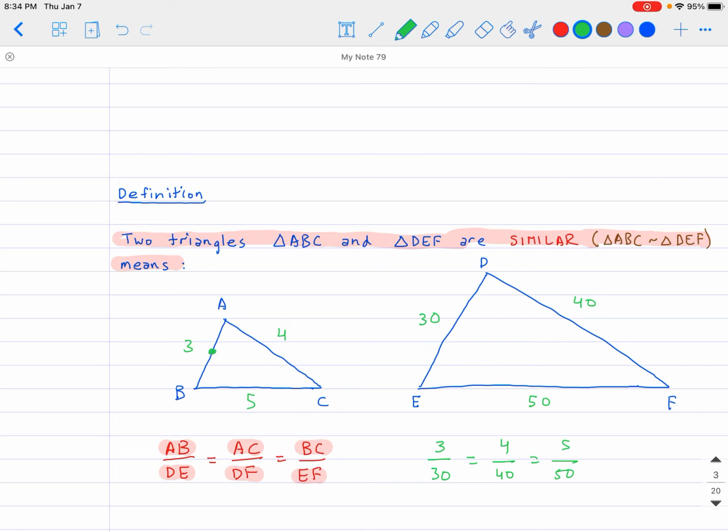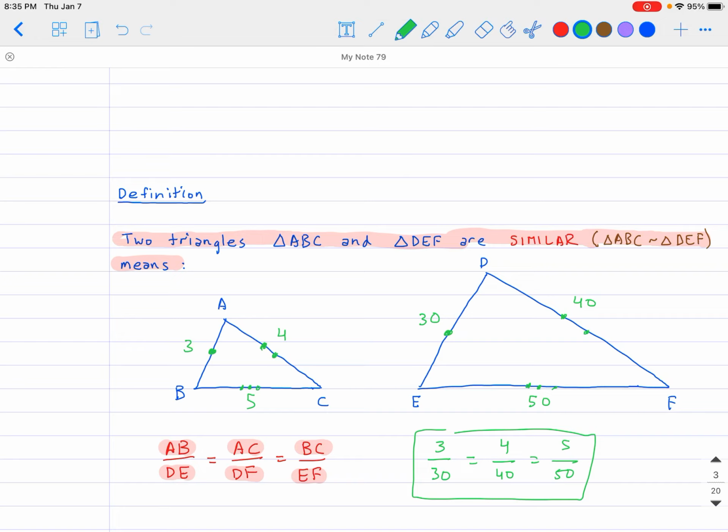So you can see how AB still corresponds to DE. AC still corresponds to DF. And then finally, BC over here still corresponds to EF. Note once again that the lengths are not equal to each other because we're not dealing with congruency, but instead we're dealing with a proportionality. Okay, so you can see that proportionality set up right there. So that is our definition of similar for two triangles then.